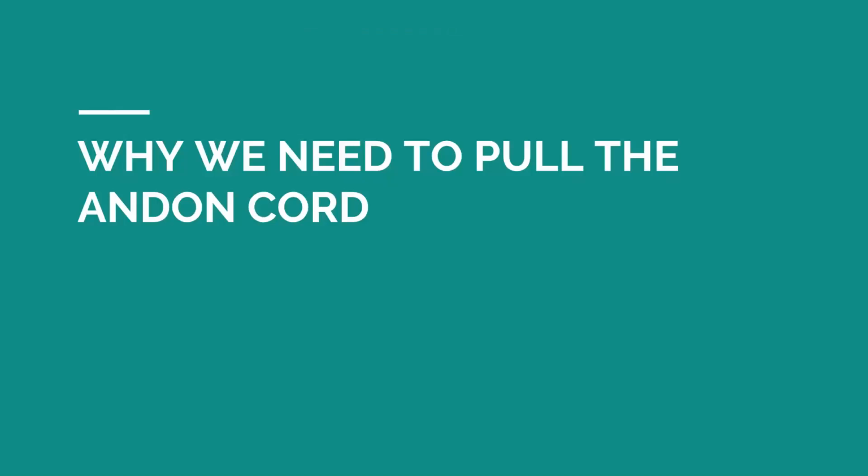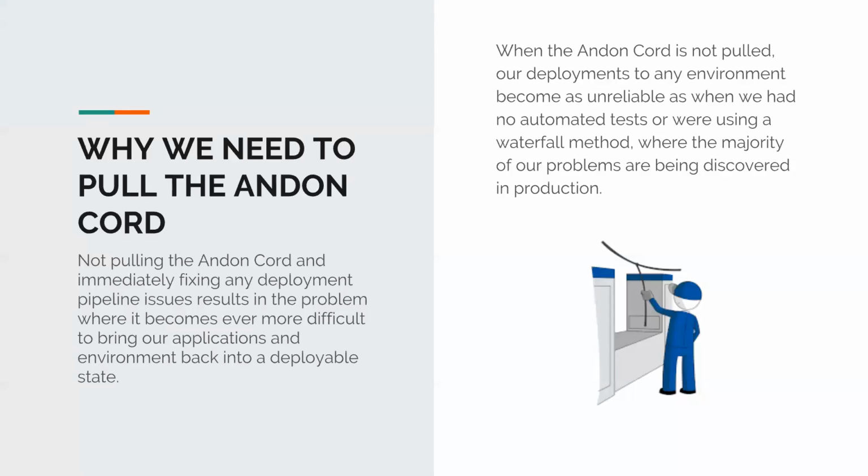Why do we need to pull that cord? Not pulling the andon cord and immediately fixing any deployment pipeline issues results in the problem becoming ever more difficult to fix, and it makes it so that our applications and environment are really hard to get back into a deployable state. So when we don't pull the andon cord, our deployments to any environment become as unreliable as when we had no automated tests, or we're using a waterfall method where the majority of our problems are being discovered in production.